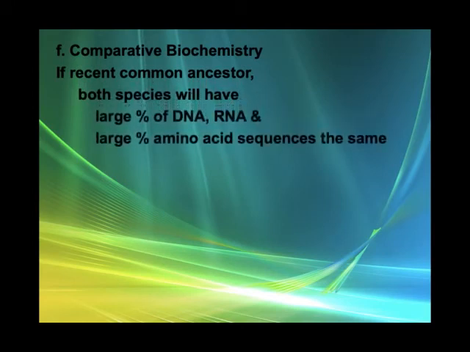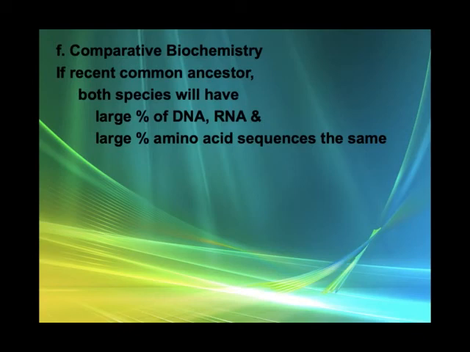They'll have a really large percent of their DNA and RNA, which are the nucleic acids found in the nucleus of cells. They're the things that hold the genetic information that gets passed on to the next generation. A large percentage of them are going to be the same. And because DNA makes RNA, which makes protein made out of amino acids, the amino acid sequences are going to be very, very similar if they had a recent common ancestor.